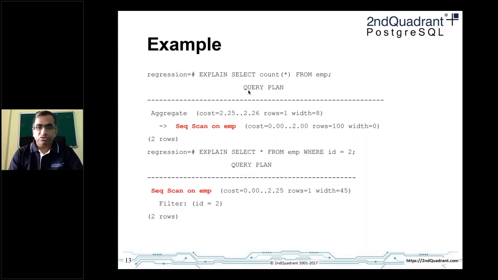Irrespective of whether you do a count star on that table or look up a particular record with ID equals true, the second query is a selection query, a point query, whereas the first query is an aggregation query. But in both cases, the only thing the planner knows is to scan the table in a sequential manner.